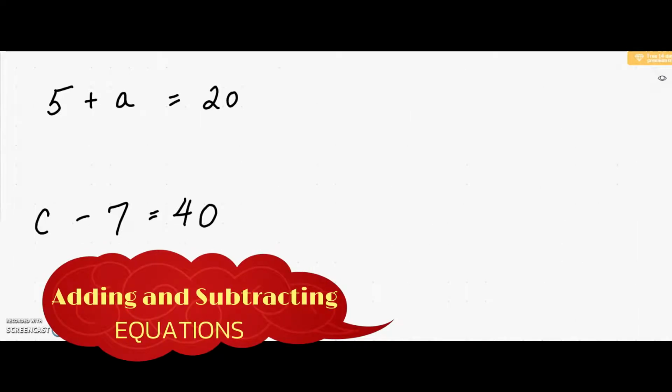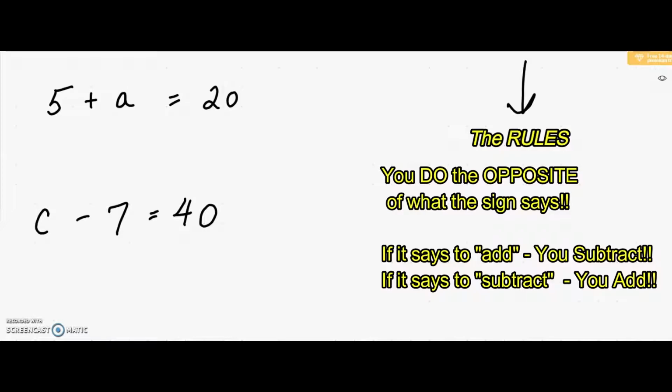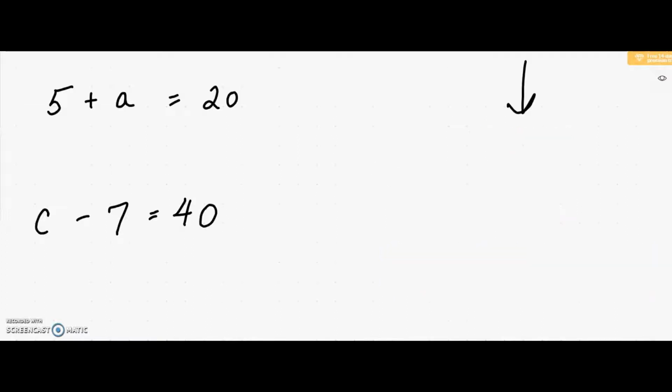We are going to be solving addition and subtraction equations, and I'm going to give you the rules. I want to put the rules right on this side, and I want you to follow those rules. The rules are real simple. There they are. Read them. They're right on the screen. You do the opposite of what the sign says. I repeat, you do the opposite of what the sign says. Don't fight me on it. Just do the opposite.